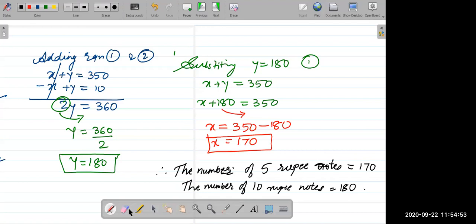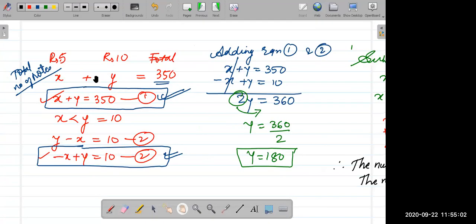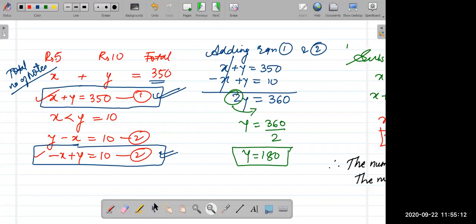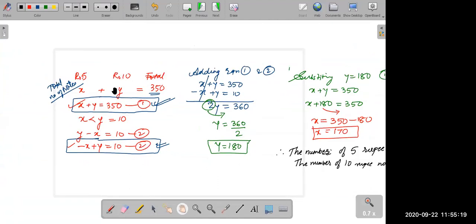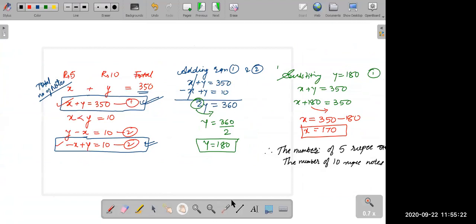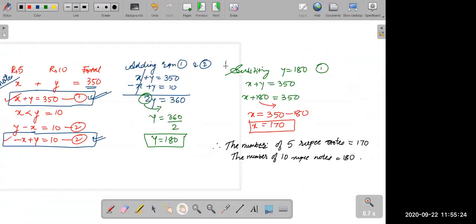So sorry about the beginning. For the first equation, we started by looking at the total amount, but that was the total number of notes. That gives us the first equation to be X plus Y equals 350, and the difference was given to be 10. So Y minus X gave us 10. Solving both the equations, this is a complete view of this problem. We got X equals 170 and Y equals 180.